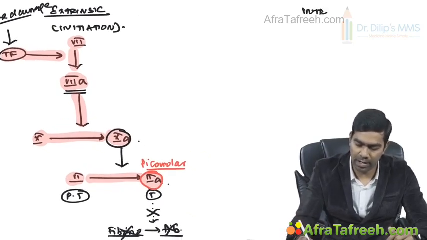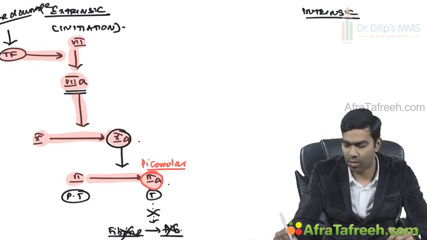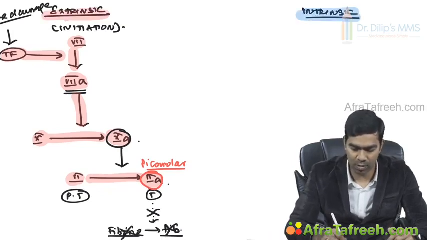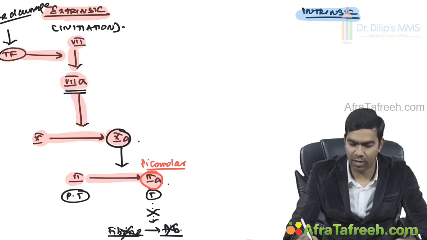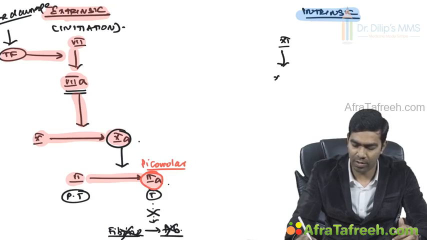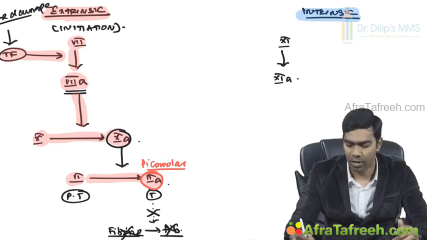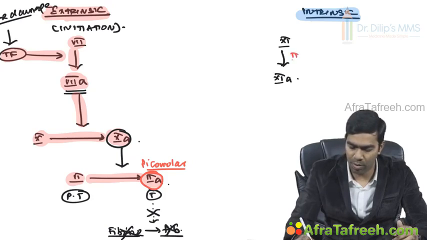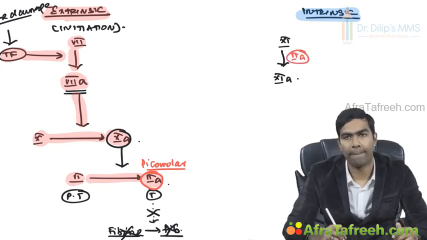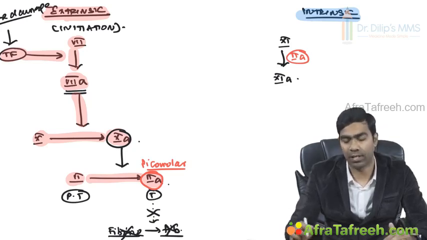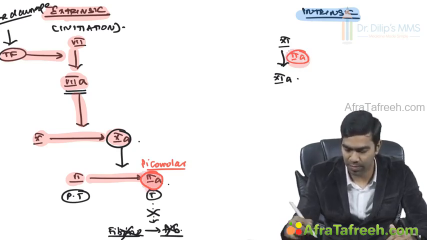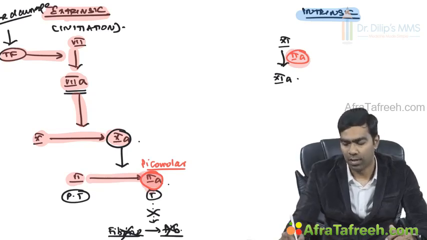So let us write the intrinsic mechanism here. Intrinsic, let us keep a color code of blue, and extrinsic we can keep a color code of red here. Once you take the intrinsic system, typically they are going to initially start with your factor 11 activation to 11A, that is the start here. So factor 11 is going to get activated to 11A. So who's going to activate this? This small amount of thrombin that you have generated through your extrinsic pathway, the same thrombin that is coming from here, is the one that is going to activate your 11 to 11A.